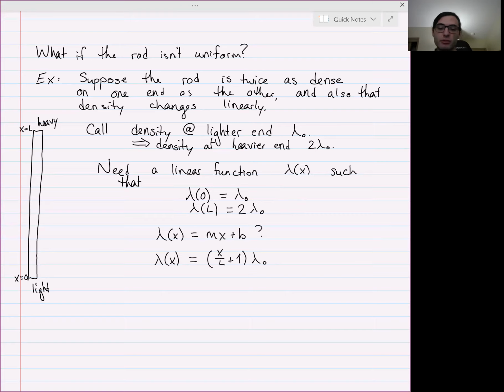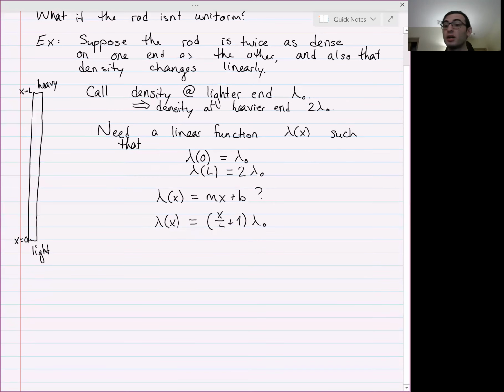And this is a linear function because it only has one power of x, so this fits the bill. The only reason I wrote it in this format is because it's easier to check off the top of your head that it works. Okay, so now that we know what lambda of x is, we can actually compute where the center of mass is.